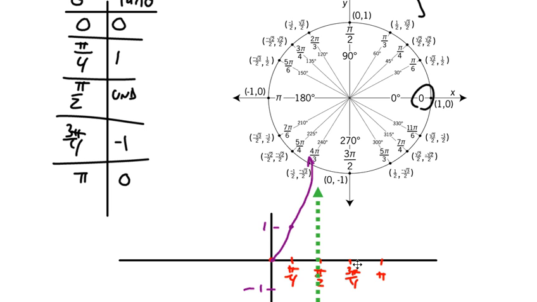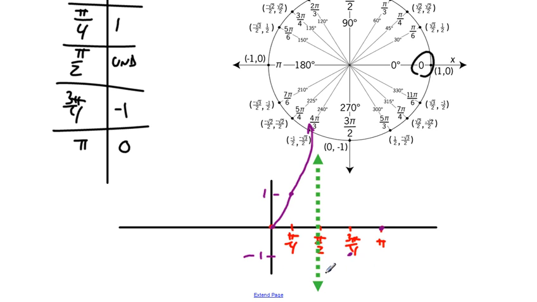3 pi over 4, negative 1. And then pi, 0. Okay, so if you look at what we have here, this isn't looking too pretty, but this is what we have so far, okay? If you're like, what the crap is that? I'd probably be asking the same thing. So it seems that the points we grabbed are not quite enough, or can I say they're not the critical points. It doesn't give us really a true picture of the tangent graph.